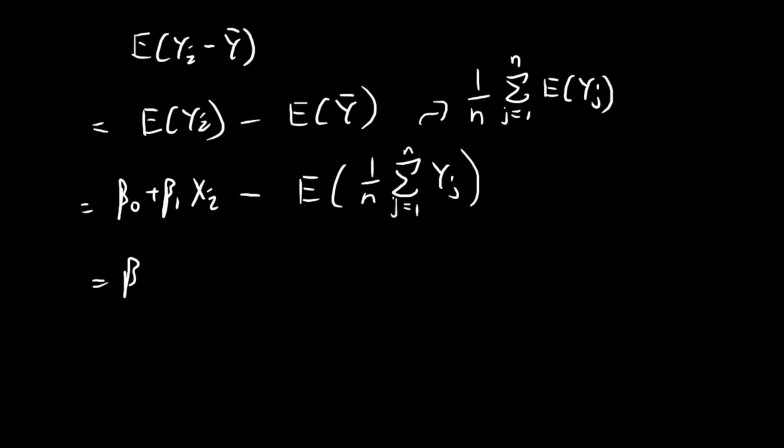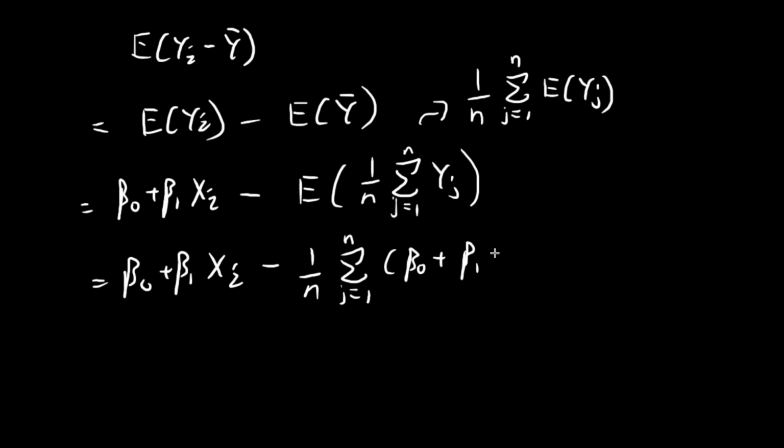So what this means is that finally what we now get is minus 1 over n times the sum of all these expected values. So the expected value of yj, that's just equal to beta naught plus beta 1 xj. And so now what we have is beta naught plus beta 1 xi, and then we have 1 over n, and then we have a sum of n copies of these beta naught terms. So we have n times beta naught.